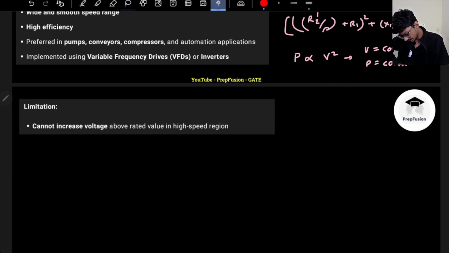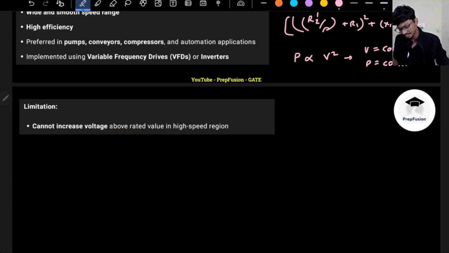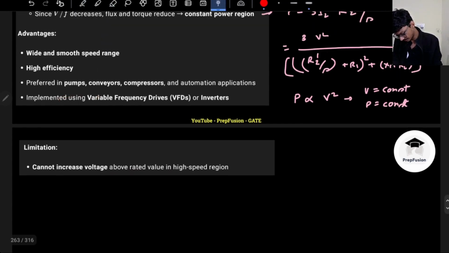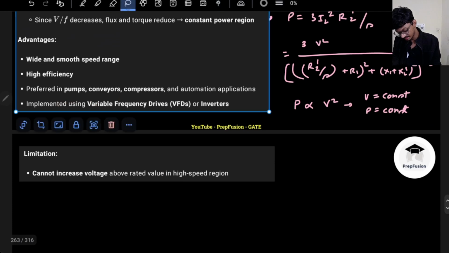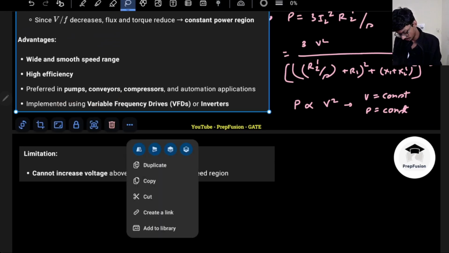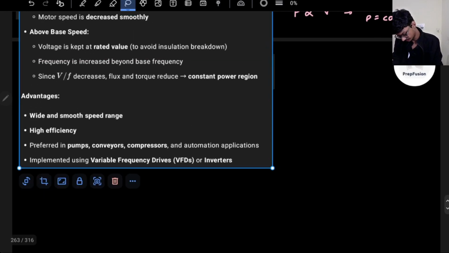One is we cannot increase the voltage above the rated value. Of course, in the high speed region we cannot do it because I cannot increase the voltage to keep the flux constant. That is a disadvantage because there will be insulation failure. One more thing is we need the external circuitry, right? So actually this is not an advantage. We will need the external circuitry which is costly, so I have to include this in the disadvantages.